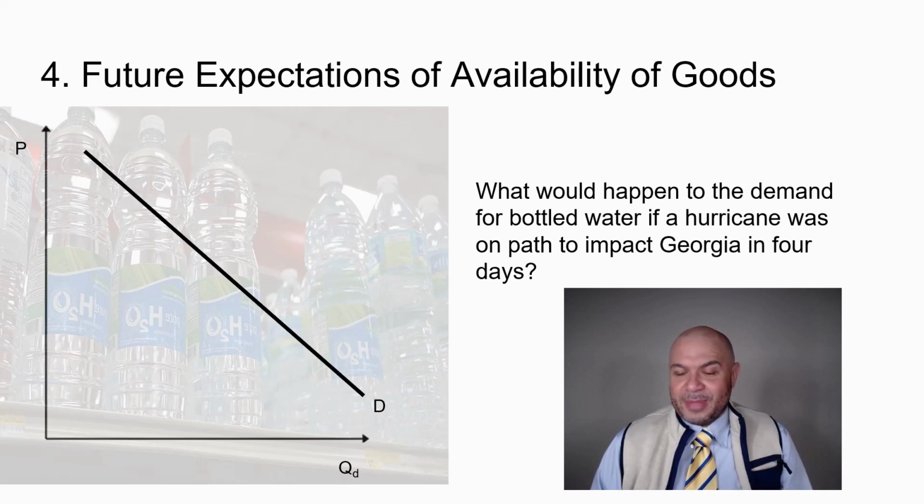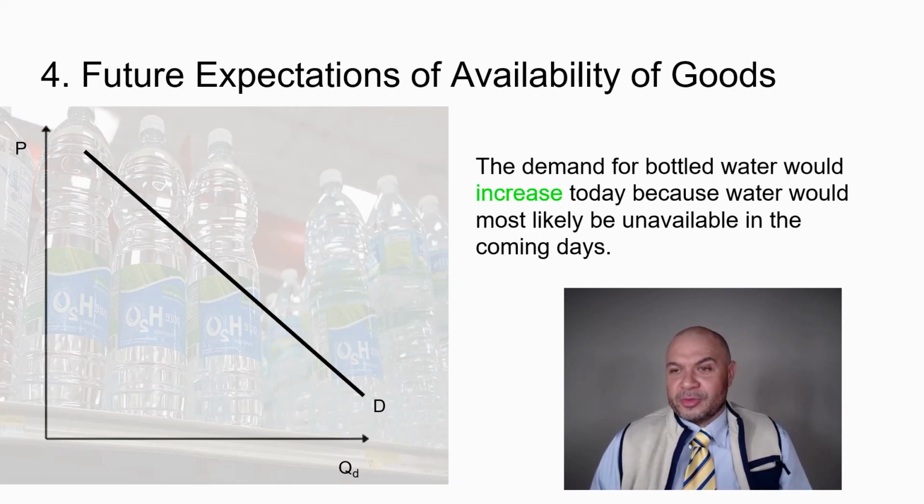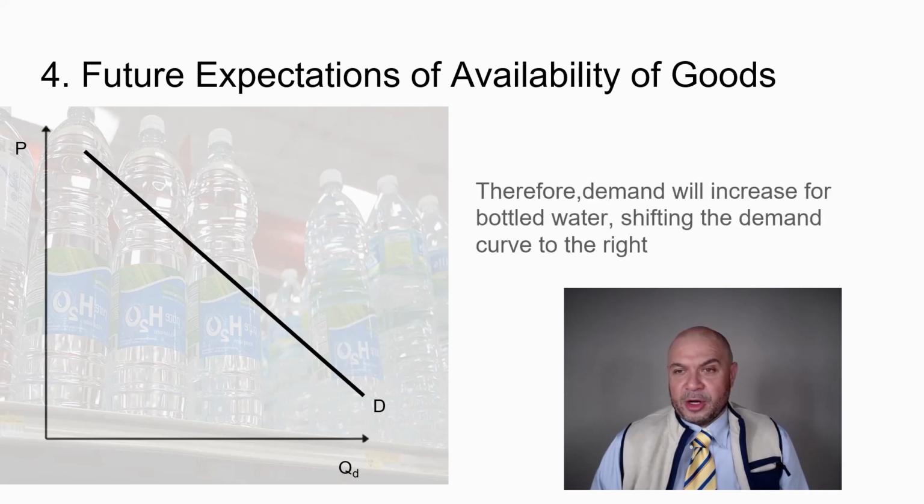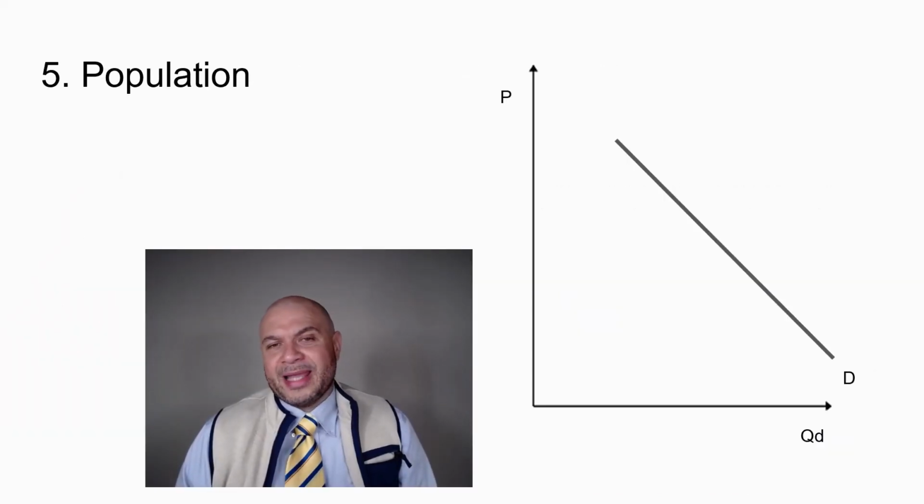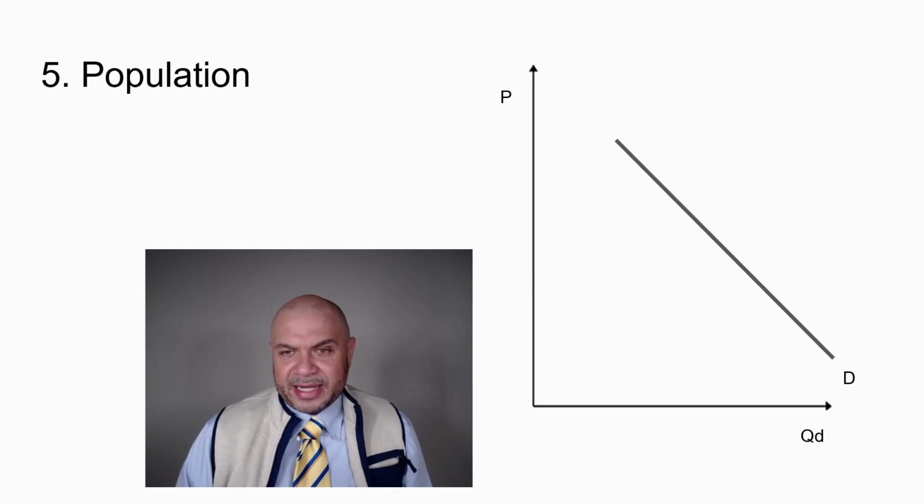So the demand for bottled water right now is going to increase because the likelihood of it being available at a later date is pretty unlikely, right? So therefore, the demand curve is going to shift to the right. And demand for water, or bottled water in this case, will increase. All right, the last one, population, is pretty self-explanatory.